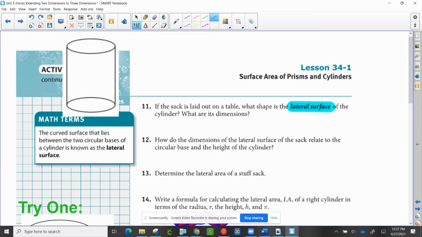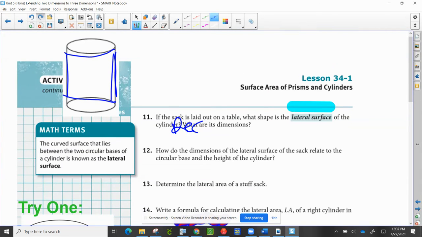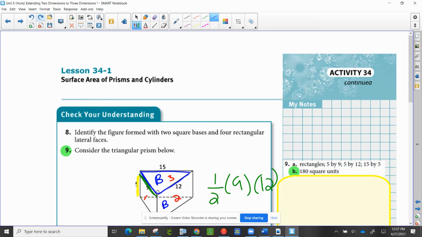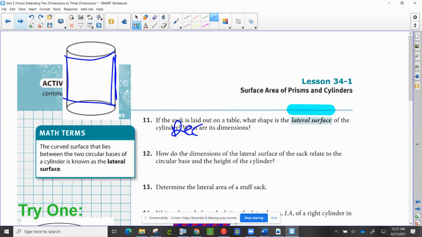So think of this like a soup can that has a label around it, right? This label that goes there to there. We've talked about this before, but what's the lateral shape that we get if we undid this cylinder? Okay, so remember this would be a rectangle. So we're finding the lateral area of the rectangle.